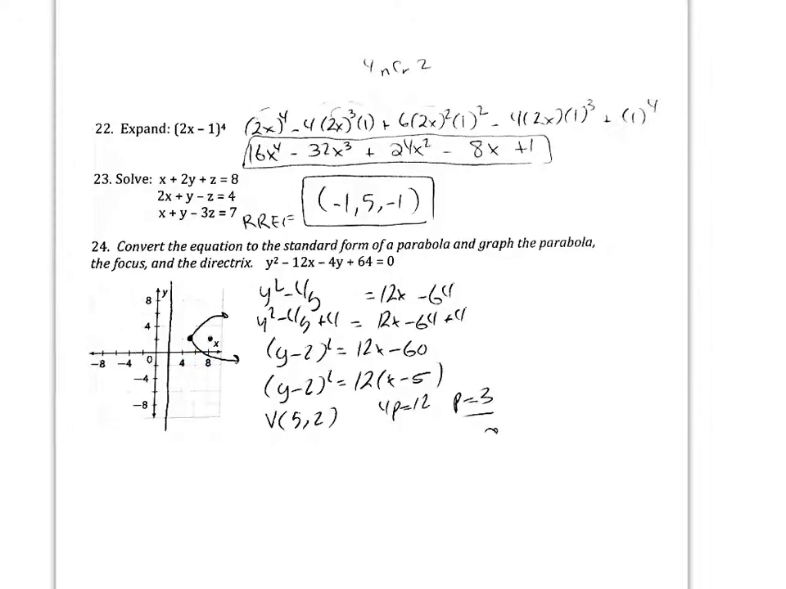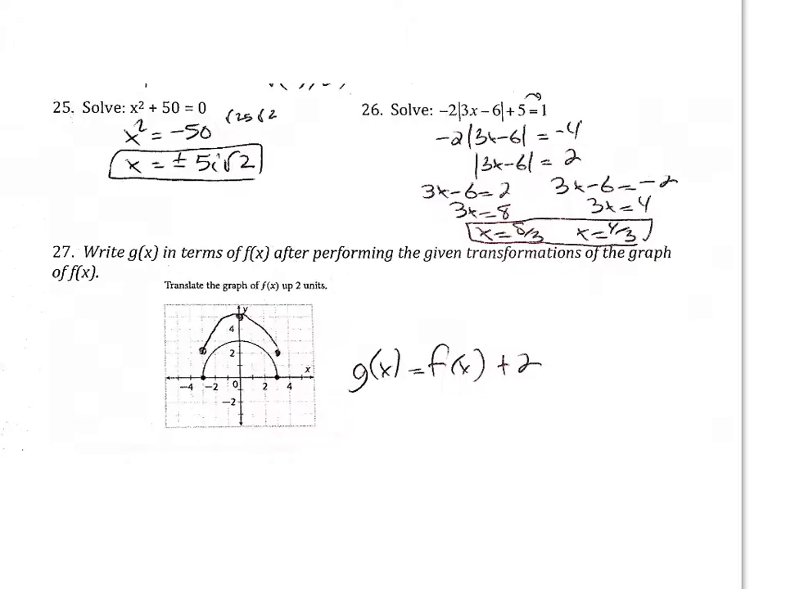I also know what p is to get my focus and directrix up there. That's 4p right there. 4p is 12, so that means p is 3. And the reason I drew my parabola going to the right is because my 4p was with my x, and the x-axis goes left and right, and it was positive, so it means it has to go right. And I drew my focus and my directrix 3 away.